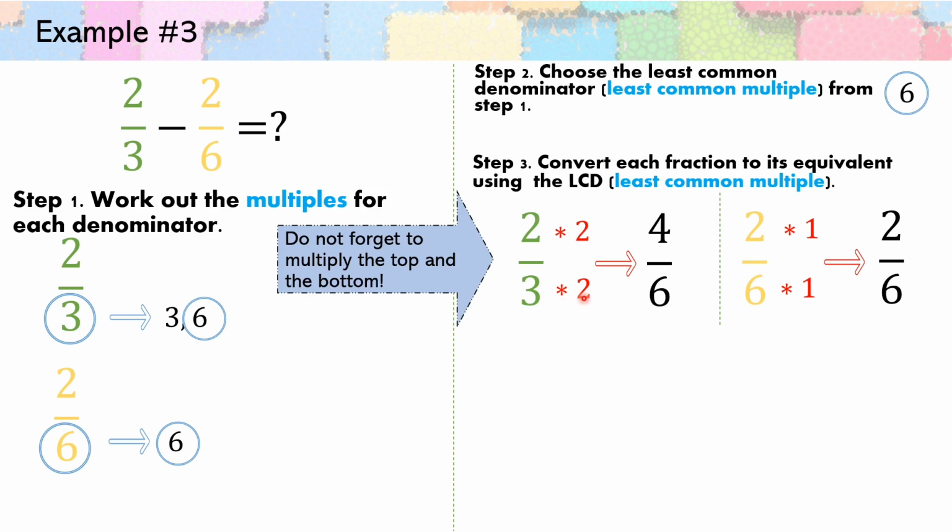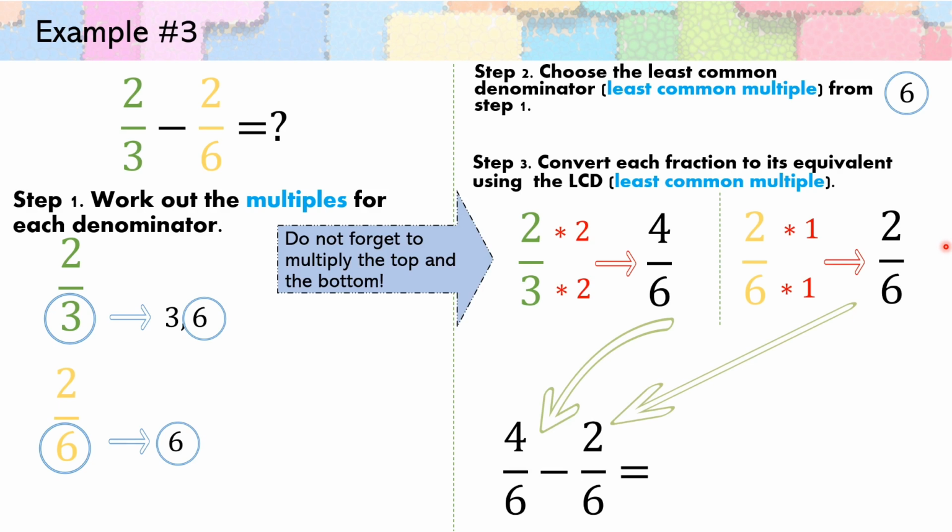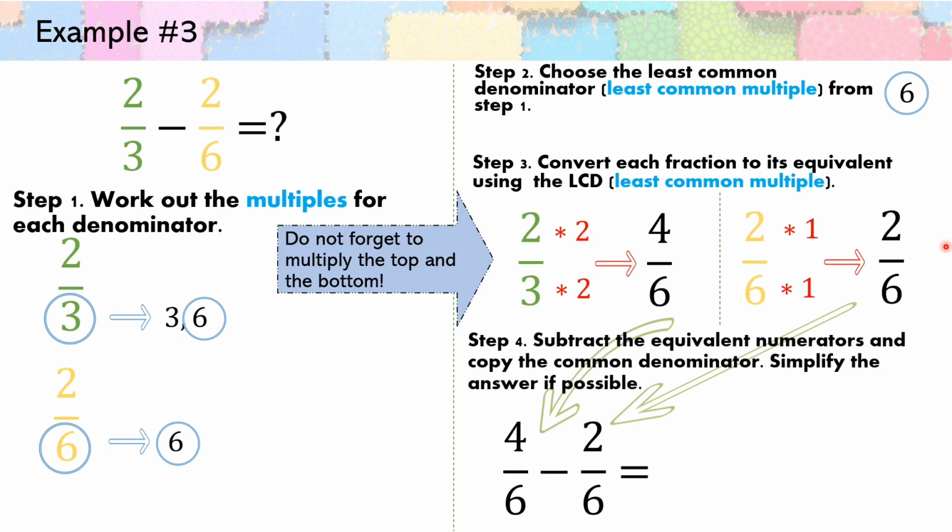Let's go to step 4. Copy the new equivalent fractions, 4 sixths minus 2 sixths. Then subtract the equivalent numerators. 4 minus 2 is 2, and then copy the common denominator 6. Now, simplify the answer if possible.